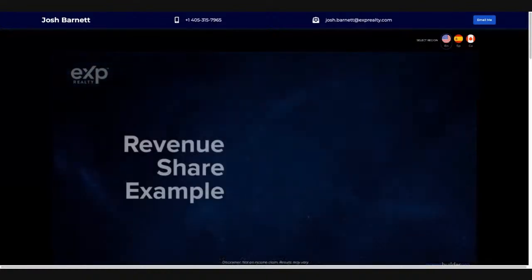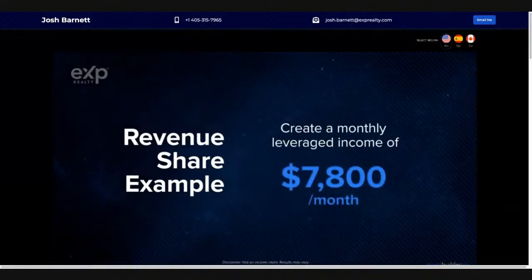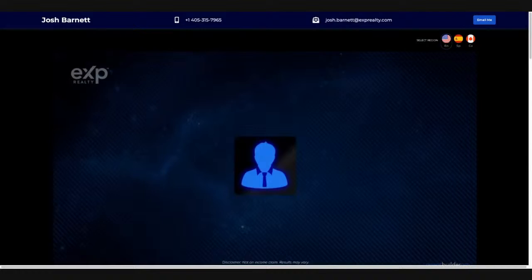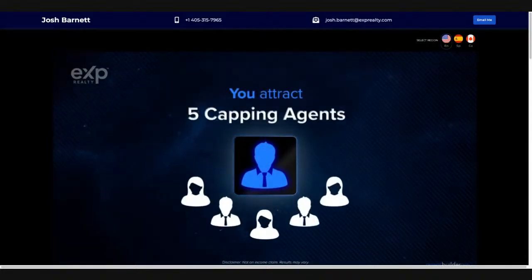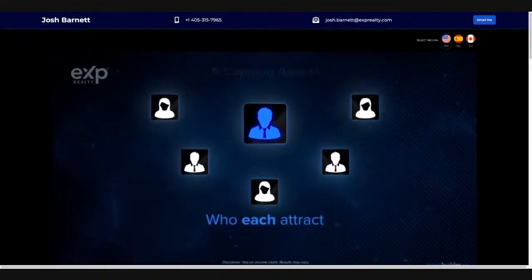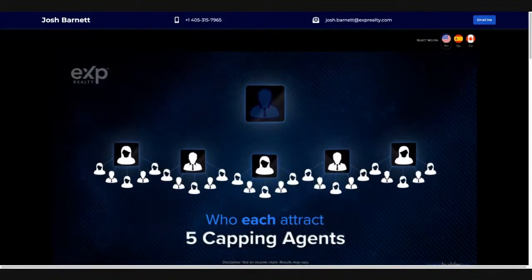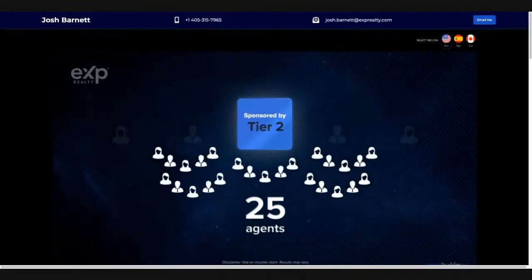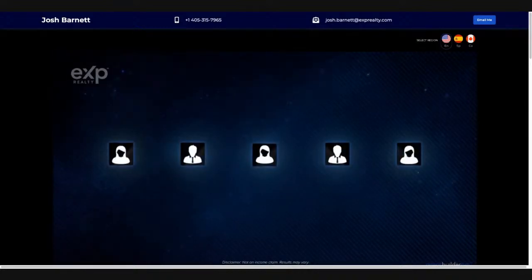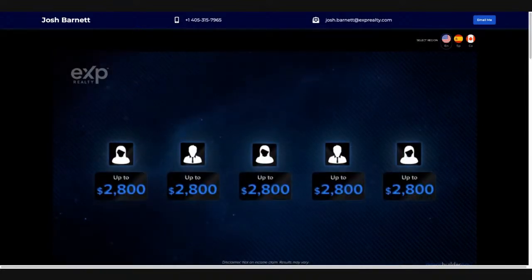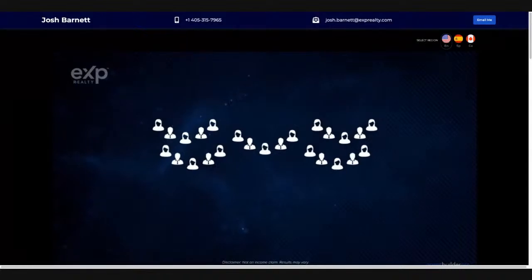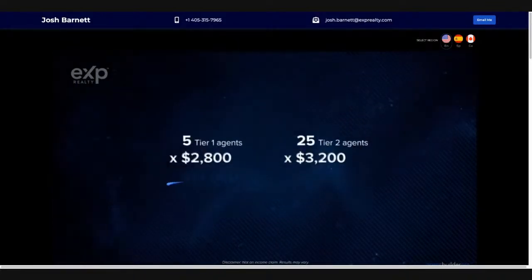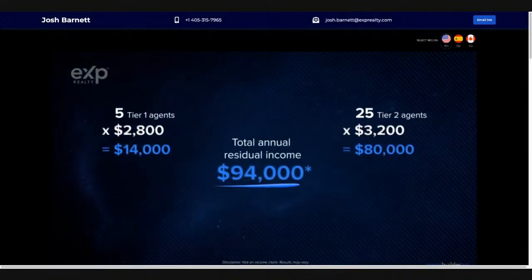So let's go through a quick example of how you can create a monthly leveraged income through the revenue share program. Here's you. You personally attract 5 capping agents. Then, each of those 5 agents attract 5 capping agents of their own, giving you 5 agents on Tier 1 and 25 agents on Tier 2. For the 5 capping agents on Tier 1, you earn up to $2,800 each. And for the 25 capping agents on Tier 2, you earn up to $3,200 each, giving you an annual leveraged income of up to $94,000.